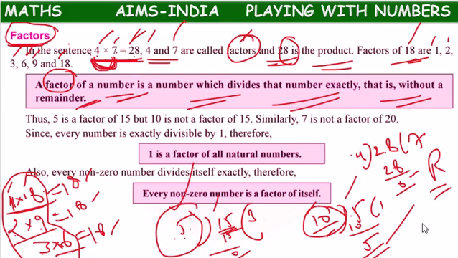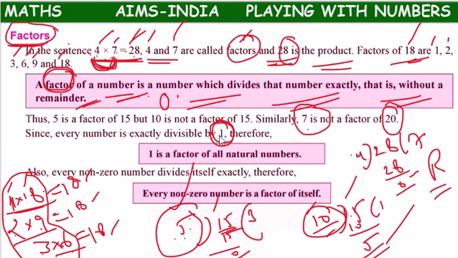In the same way, for the number 20, 7 is not a factor, because we cannot divide 20 by 7. So what is a factor, children? Any number which divides the given number completely, or exactly, or with remainder 0, is called a factor of the given number.